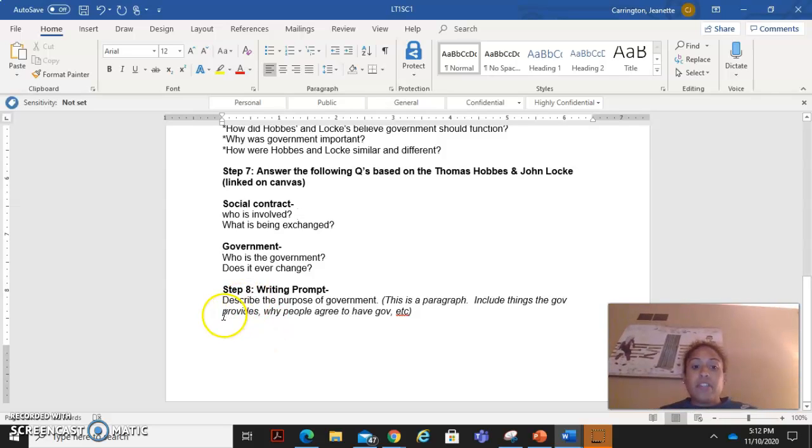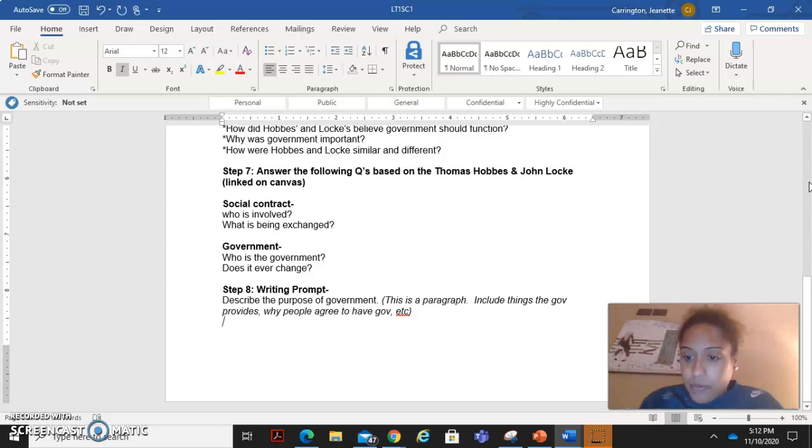The writing prompt is describe the purpose of government. After you have gone through this entire lesson, this question, this writing prompt, and the information to answer it will ooze out of you and onto the paper. Seriously. Some things that you must include in this short paragraph are things the government provides. What are those called? What are some examples? Give examples from your life, your everyday life, even. It should also include why people agree to have a government and any other tidbits you'd like to include in there.